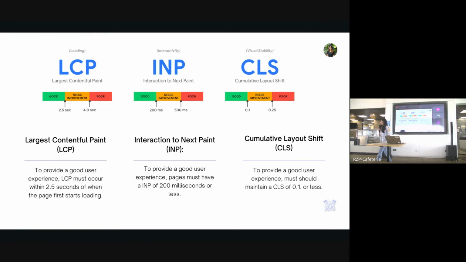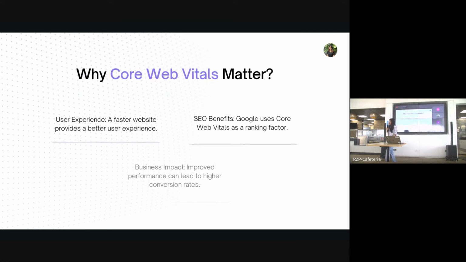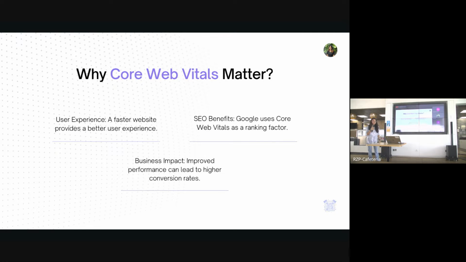And yes, for INP again, we would require similar stats. If a page has an INP calculation of less than or equal to 200 milliseconds, then it is considered a good number for a website. Cool. Why Core Web Vitals?